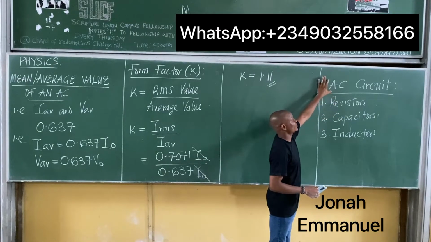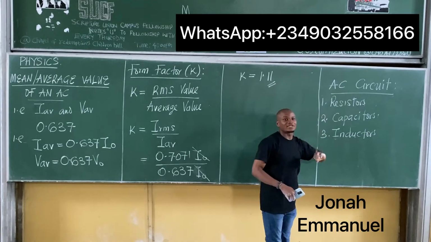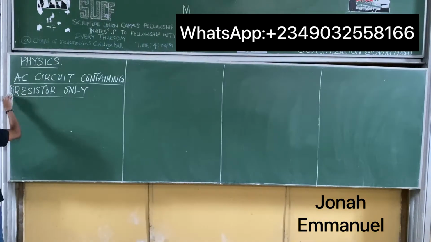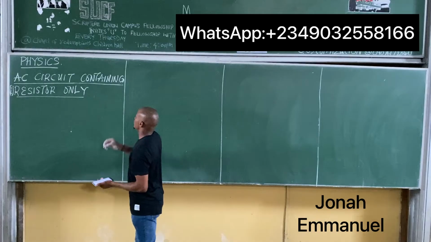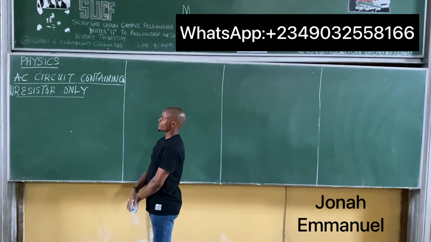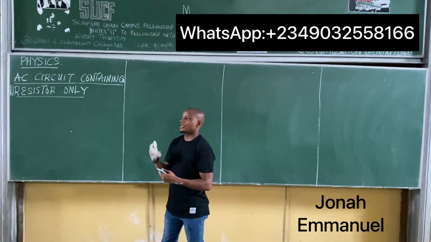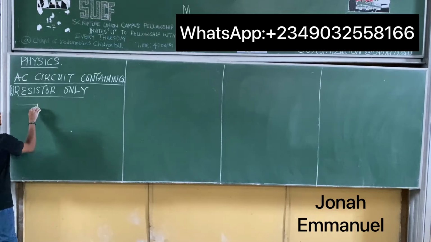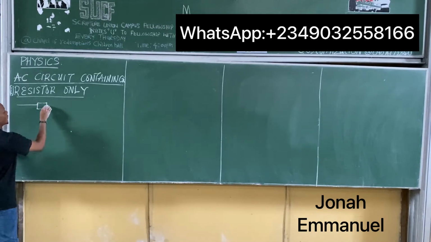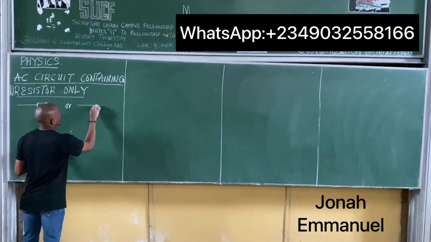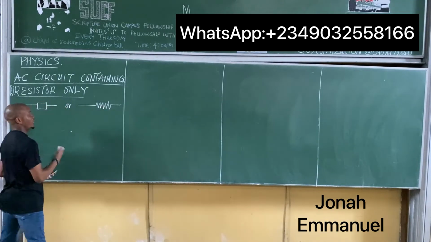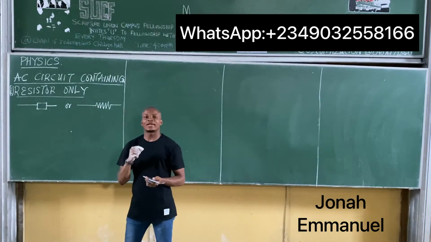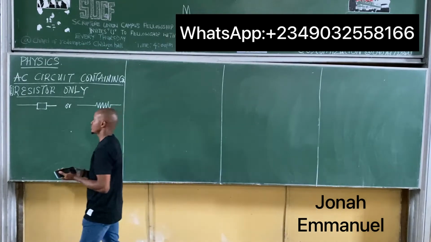So let's start with an AC circuit having a resistor only. First things first, the circuit symbol for a resistor is this, either this one here or this one here. Any of these two is the electrical circuit symbol for a resistor. There's one called a variable resistor, also called a rheostat.